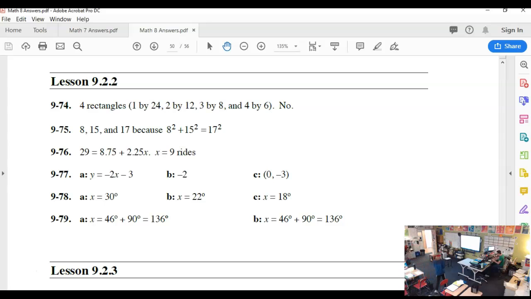Wait, I have a question. Oh, for 975, I thought it was just those numbers, not the squared numbers. Because I did 8, 9, 17. That makes a right triangle. But if you square them, there's not.